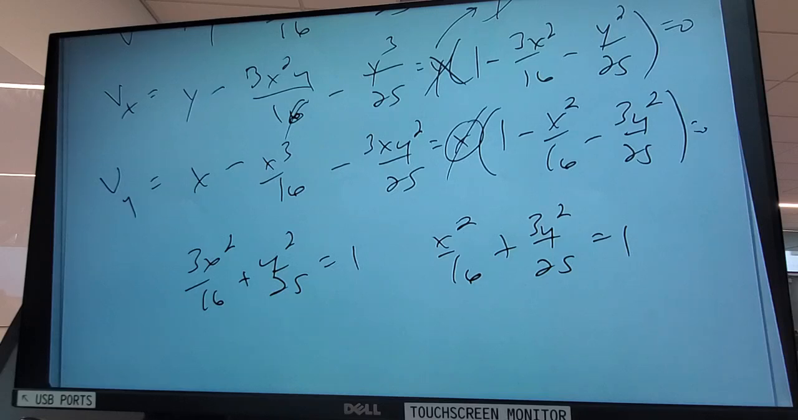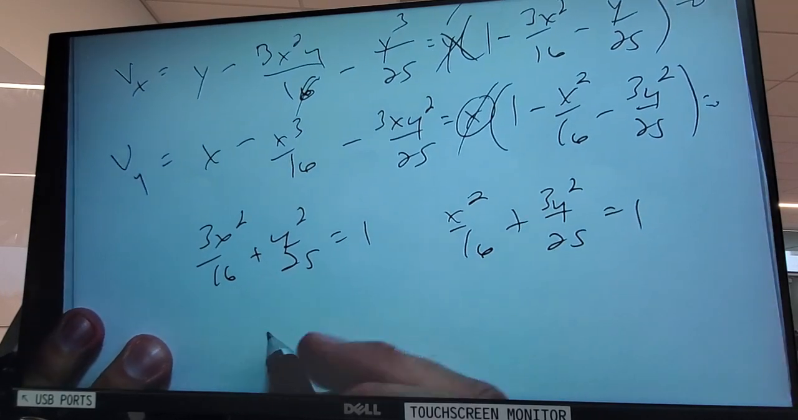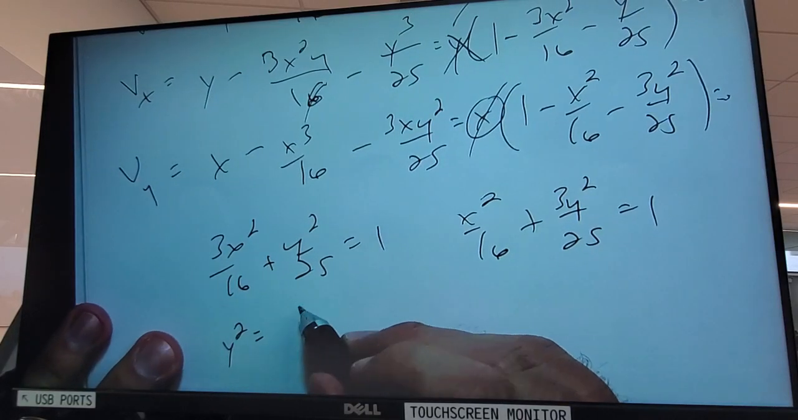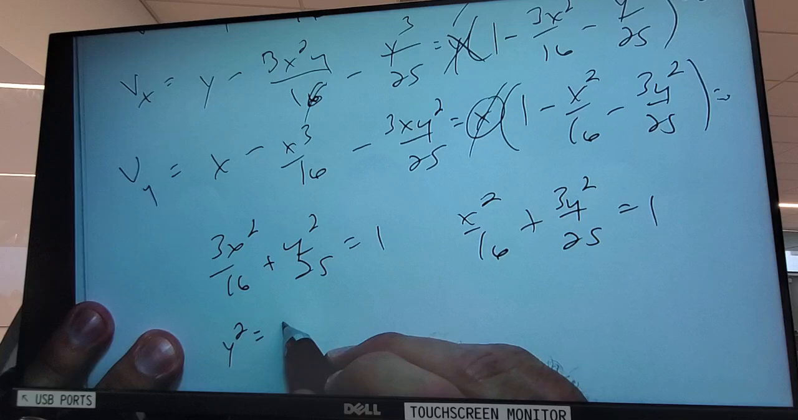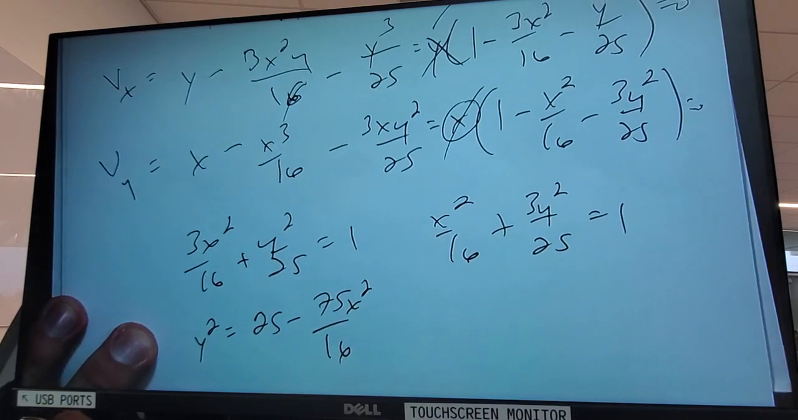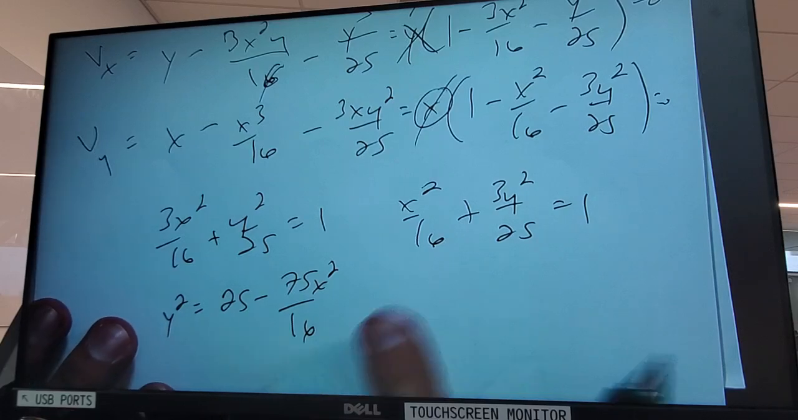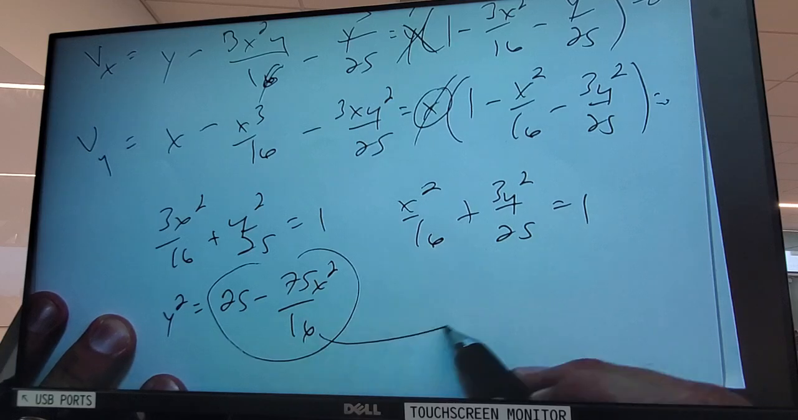So if I solve, it doesn't matter. What do you guys want to solve for? I'm going to solve this one for y squared. Is that cool? All right. So I'm going to subtract this over and I'm going to multiply by 25. So I'm going to get 25 minus 75x squared over 16. Is that cool? Subtract, multiply by 25. And now you take this and throw it in there.